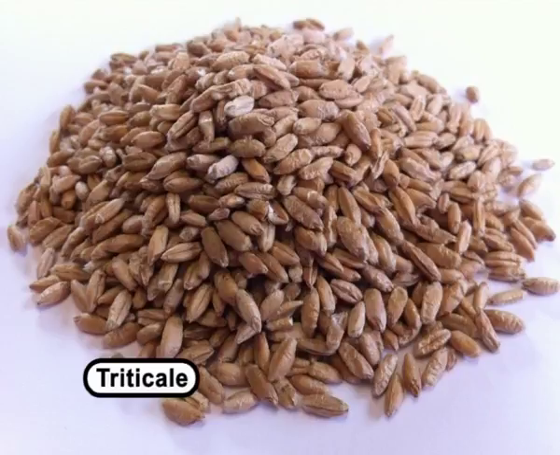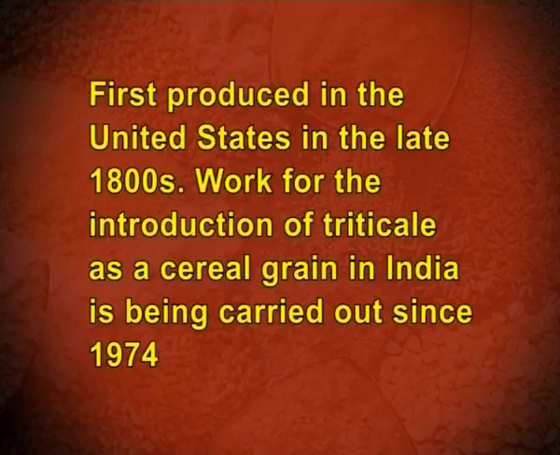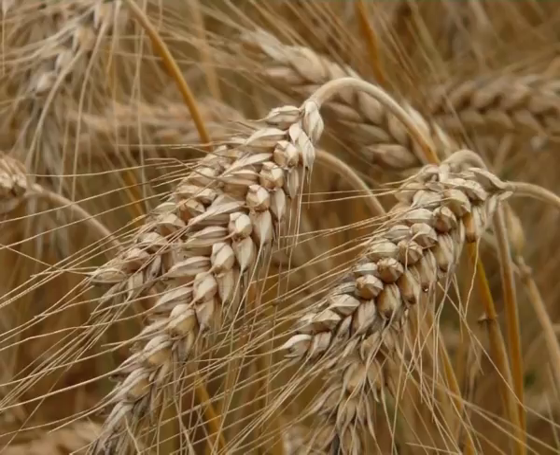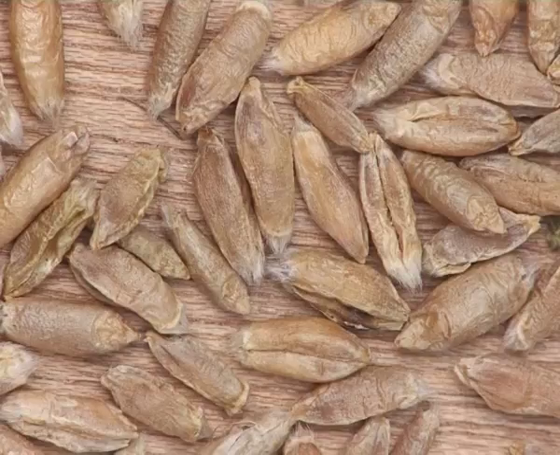Triticale is a wheat and rye hybrid first produced in the United States in the late 1800s. Work for the introduction of triticale as a cereal grain in India is being carried out since 1974. As a crop, it offers the disease resistance of wheat and the hardiness of rye. It has more protein than either grain alone, but the overall crop yield is not high, so its use is not widespread. Triticale was developed to have the baking property of wheat, that is good gluten forming potential, and the nutritional quality of rye, that is high lysine.